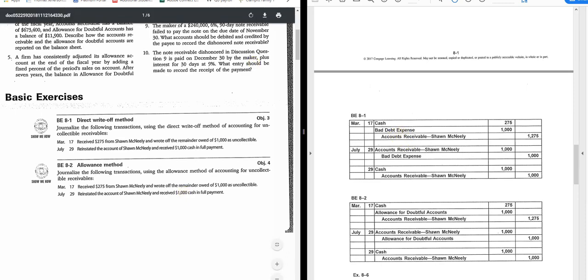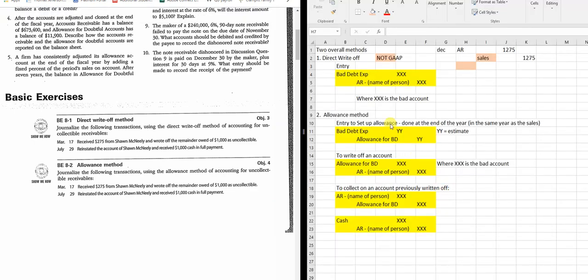Okay, so let's go back through the other method for a second. Under the allowance method, we're going to focus on these two entries right here. Under the allowance method, in order to not violate the matching principle, I have to get my bad debt expense in the same year as I made this sales entry. And there's only one way you can do that, and that's to guess. So based on past experience, I'm going to look up some trends for how much I collect on my sales.